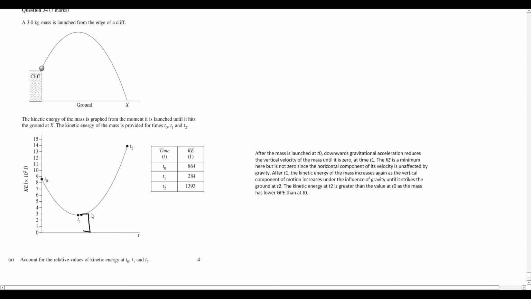remains a constant here. So after T1, the kinetic energy of the mass increases again as the vertical component of motion increases under the influence of gravity until it strikes the ground at T2. So the kinetic energy at T2 is greater than the values at T0 as the mass has lower gravitational potential energy than at T0.